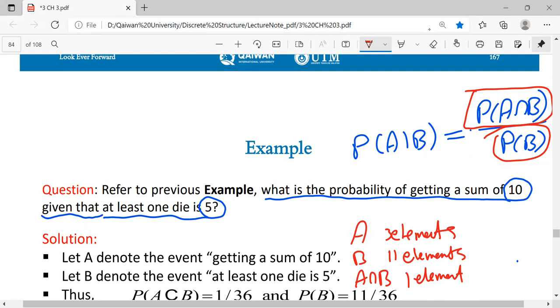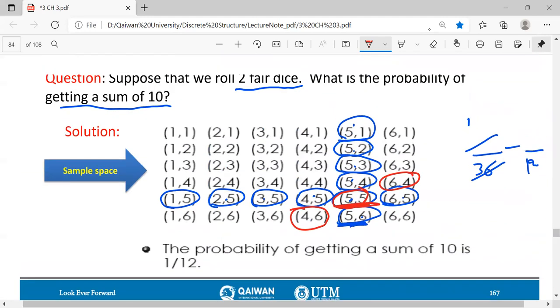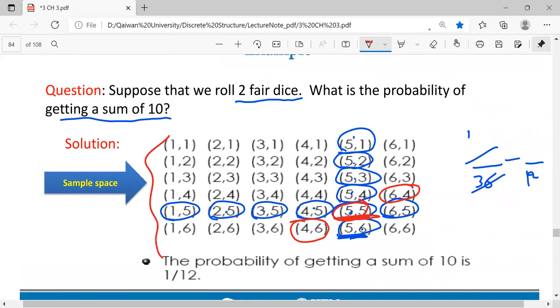We say the probability of each of them is the number of elements of each divided by the total number of elements in the sample space. We have 36 elements in the sample space because it's rolling 2 dice. Here, we have 36 members in the sample space. This is the sample space. This all is the sample space.